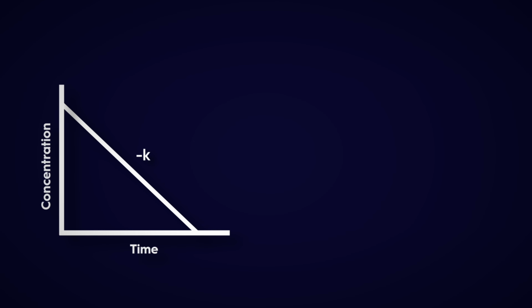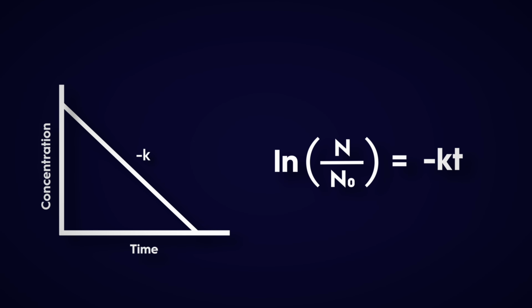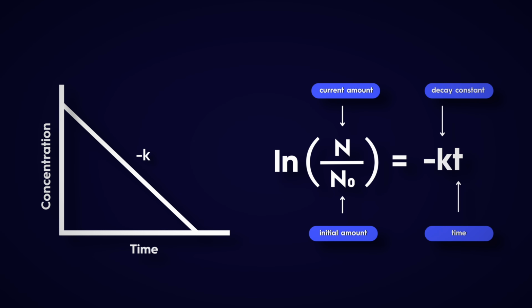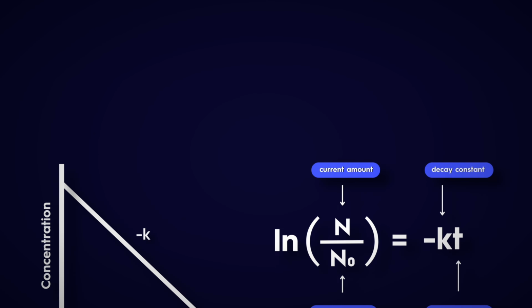From there, we can use the integrated first-order law. It gives us the natural log of N over N0 equals negative k times t. This equation lets us connect what remains to time and to the decay constant in one clean relationship.